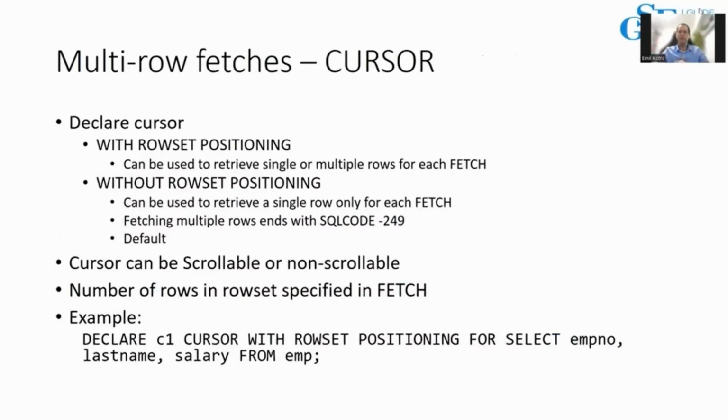As I mentioned, first you need to have a cursor. If you declare a cursor, there are clauses with row set positioning or without row set. If you have it with row set, it means that this cursor can be used to retrieve single or multiple rows for each fetch. If you have without row set, it can only be used to retrieve a single row. If you try to fetch multiple rows using this cursor, you will get a negative SQL code. Again, cursors can be scrollable or non-scrollable, and the number of rows in a row set is specified in the fetch. So, an example of this cursor: I have cursor C1 with row set positioning, and I have this select statement.